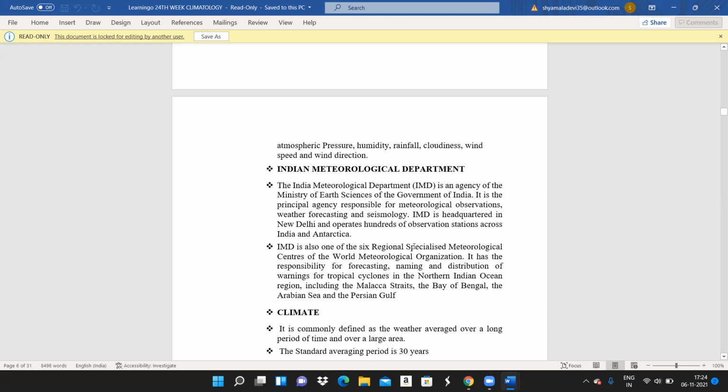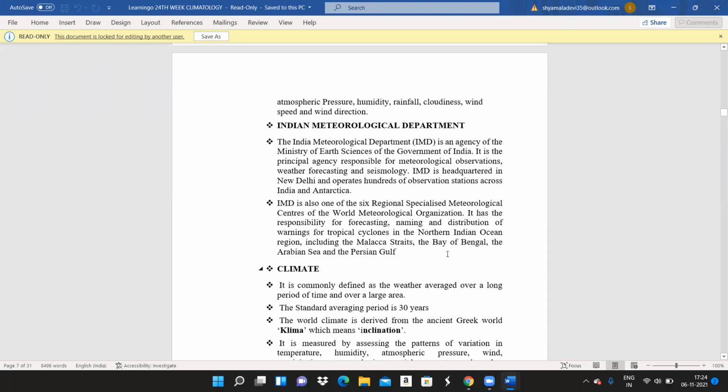So it is one of the 6 regional specialized meteorological centers of the World Meteorological Organization, responsible for forecasting, naming, and distribution of warnings. You must have heard about orange alert, red alert, green alert. All these are alerts depending upon the intensity of the cyclone, how destructive and dreadful it is. Why do they give that alert? If there is a cyclone, they will give warning signals 1, 2, 3, 4, 5, so that accordingly the intensity of the cyclone is conveyed to the people and they can be careful.